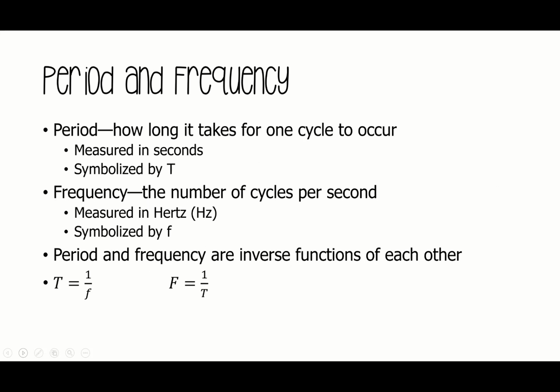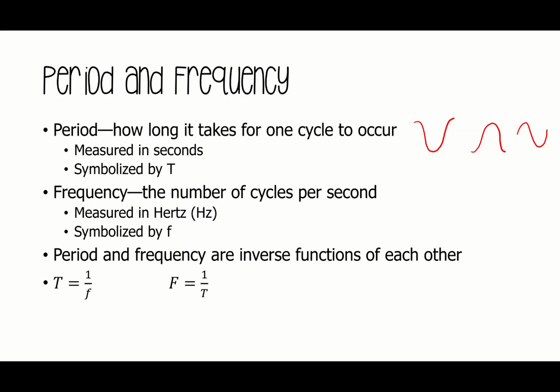So when we talk about waves, we can talk about period and frequency and wavelength and wave speed. So there's a lot of different things for us to look at here. Period is how long it takes for one cycle to occur. So that is how long it takes for one of these. It can be one of these, or one of these. Okay, that's one cycle, one complete wavelength. Period is measured in seconds, and it's symbolized with a capital T.